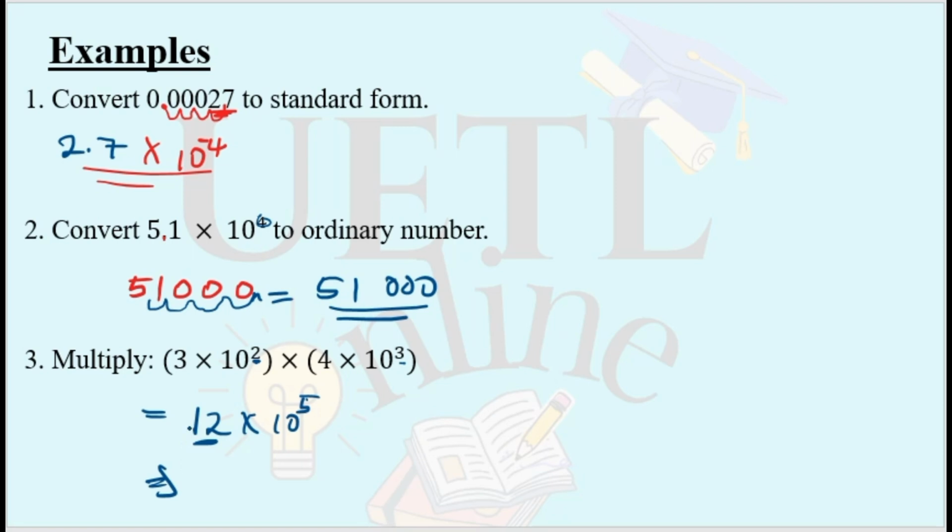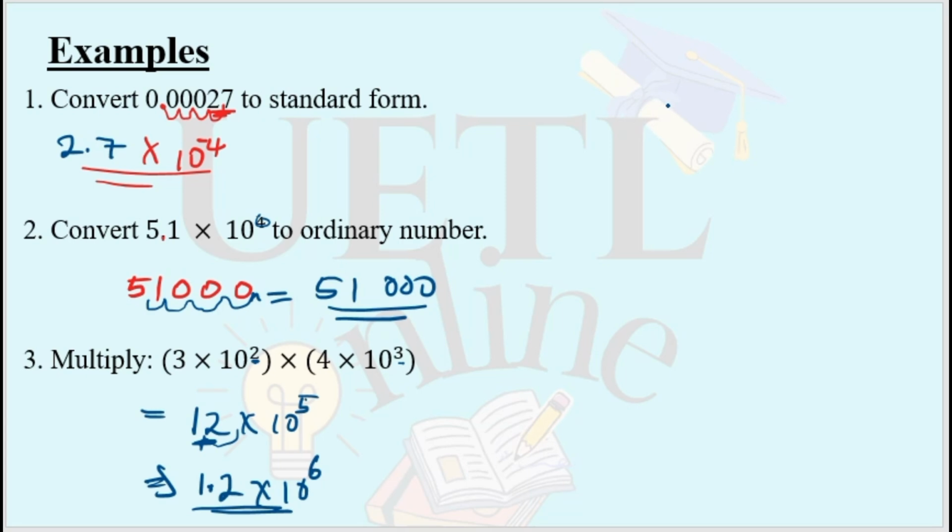This means that we just have to move the comma from here to become 1.2. If we move the comma to the left, this means that we are going to add 1 here. So our answer is going to be 1.2 times 10 to the power 6. We moved 1 step, so we add 1 here. This is going to be our answer.